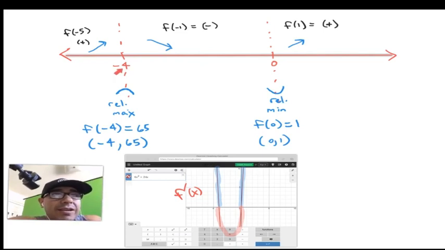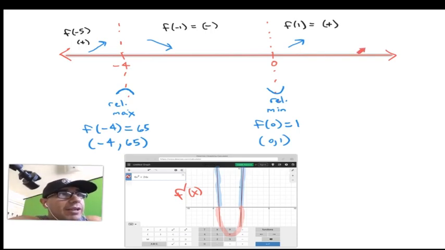To the right of -4, we plug in a number that's between -4 and 0, so we plug in -1. Look at where we plug that in. We plug that into the original function. So I plug in -1, and my answer is negative. What that tells me is that between -4 and 0, we're going to see the original function falling. It's going to be decreasing. The graph is going to be going down.